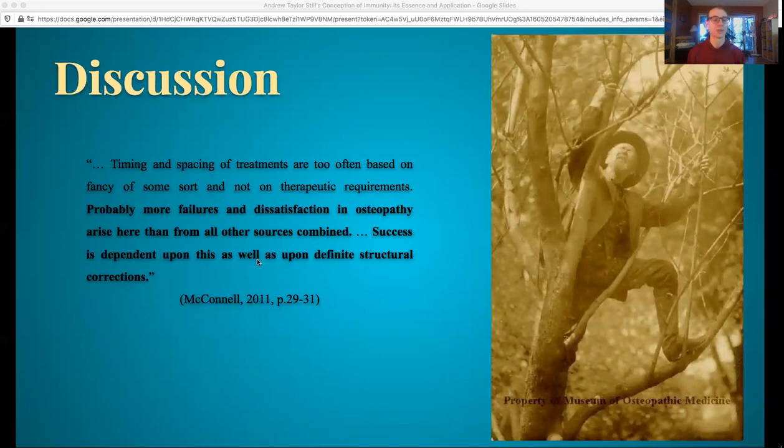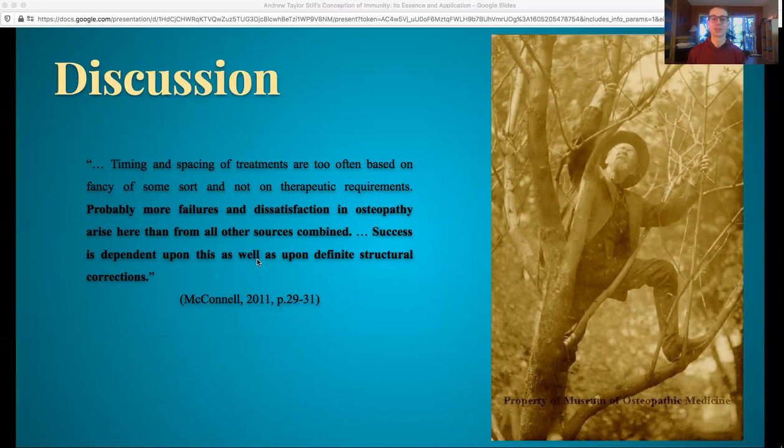It seems that in modern osteopathy, we spend so much time discussing how our interventions have to be incredibly precise and incredibly accurate. Does it not then also follow that the frequency with which those interventions are implemented is also of at least as much importance?